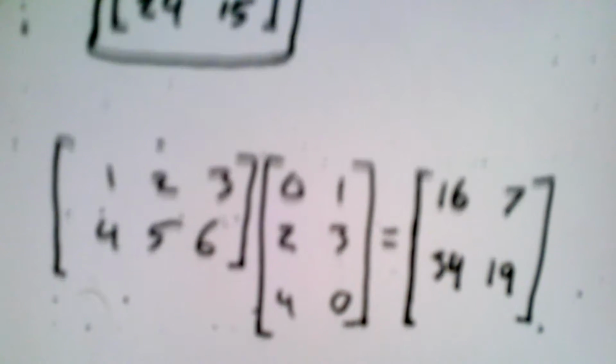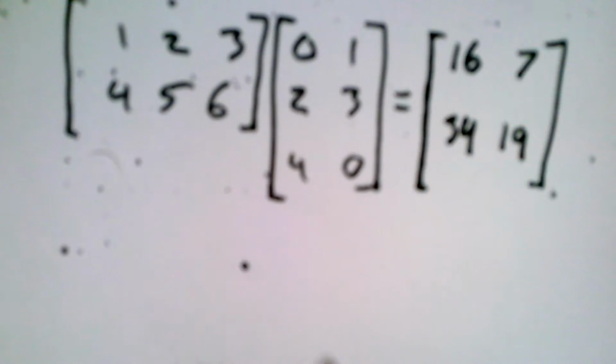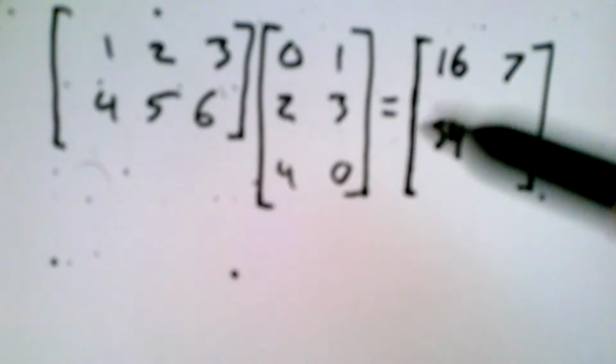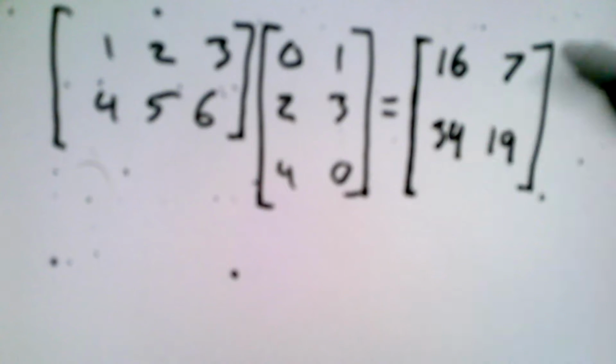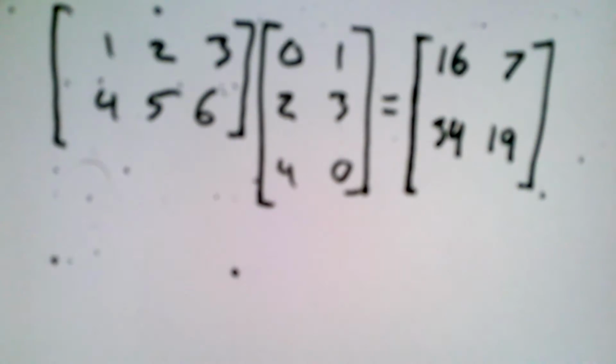So we multiplied a 2 by 3 matrix by a 3 by 2 matrix and got a 2 by 2 matrix as the result. In general, the number of rows in the first matrix is the number of rows in the product, and the number of columns in the second matrix is the number of columns in the product.